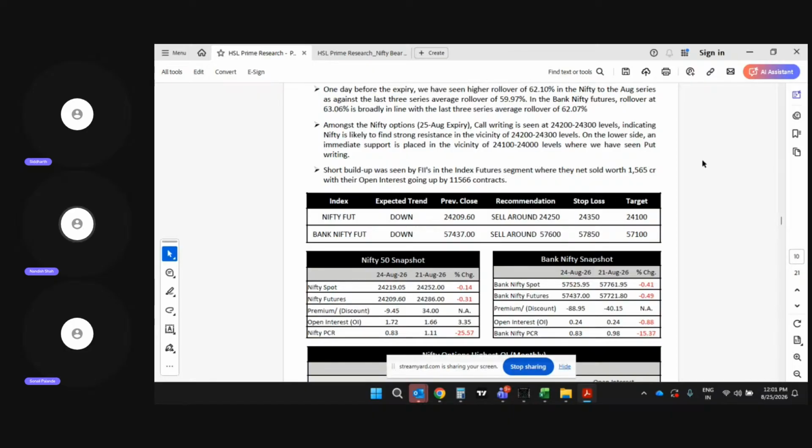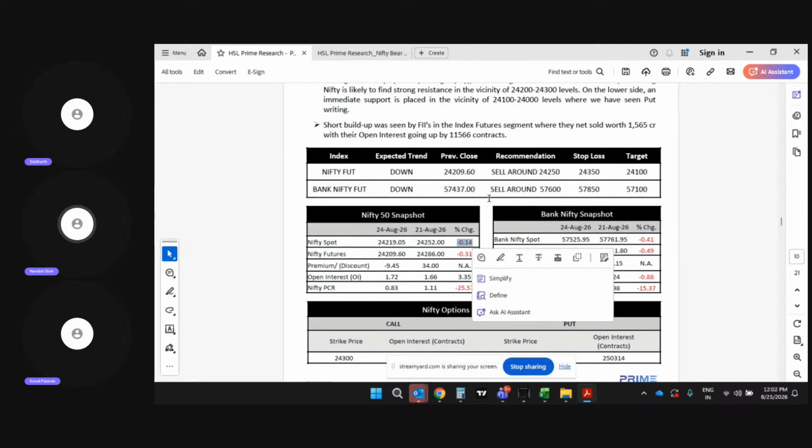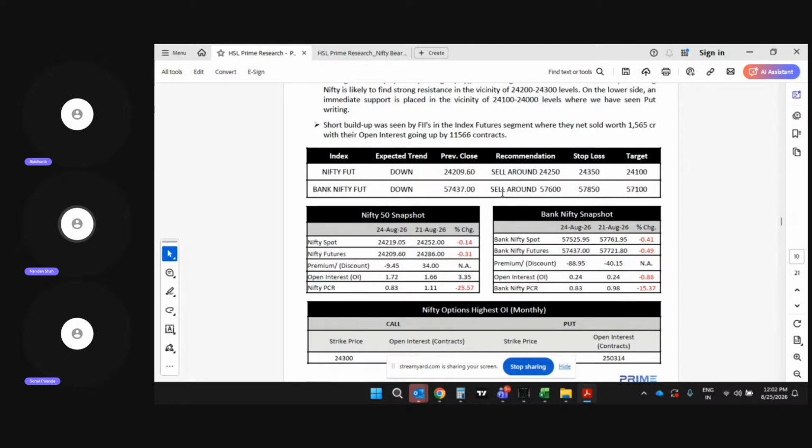Yes, Sonali, good afternoon. Good afternoon, all. Thank you for joining. So, first of all, let's discuss yesterday's data. As you can see here from the Nifty 50 snapshot, yesterday we witnessed 3.35% addition in Nifty future with Nifty falling by 0.14%. That suggests a short build-up. So, yesterday there was a short build-up in Nifty.